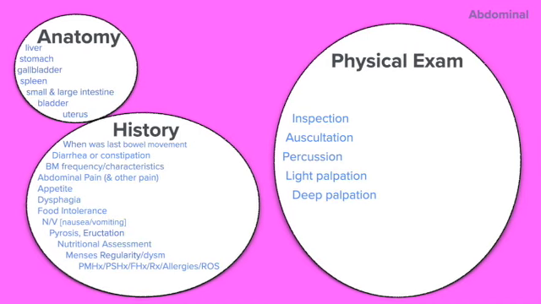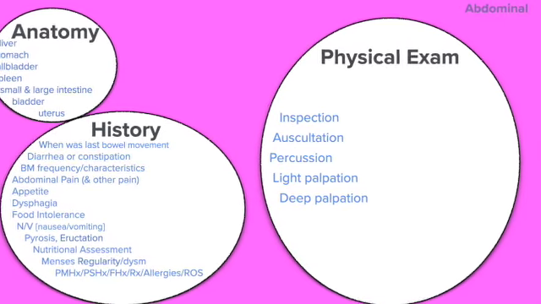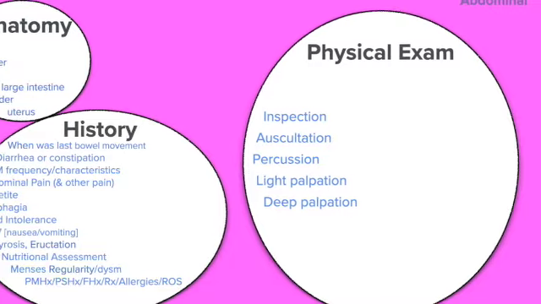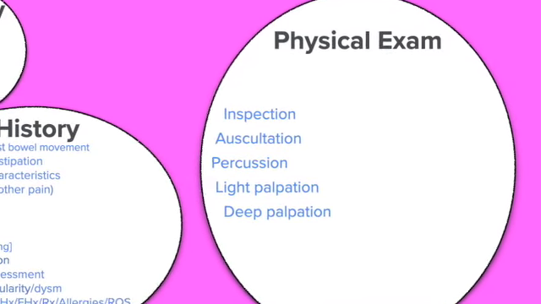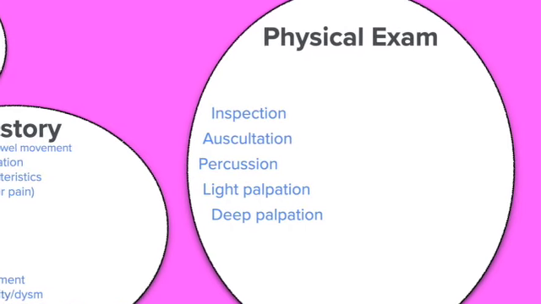Let's move on to the physical exam of the abdomen. The abdominal physical exam is one of the exams that's really important to do in a particular order. We want to inspect first, then auscultate, then percuss. We're going to do light palpation and then deep palpation. The main reason why we want to do it in this order is we want to auscultate before we touch the patient, particularly before we palpate the patient.